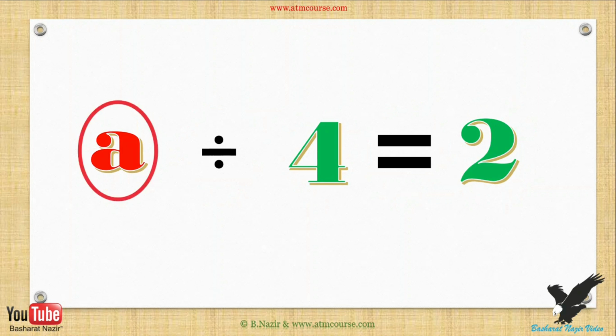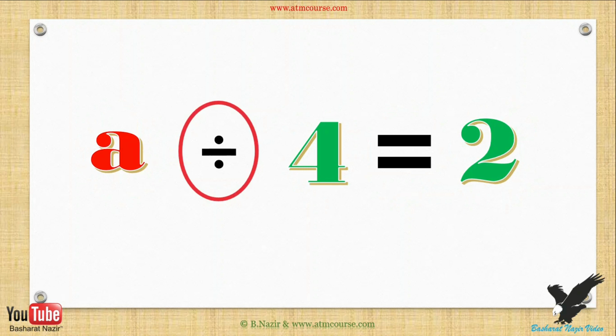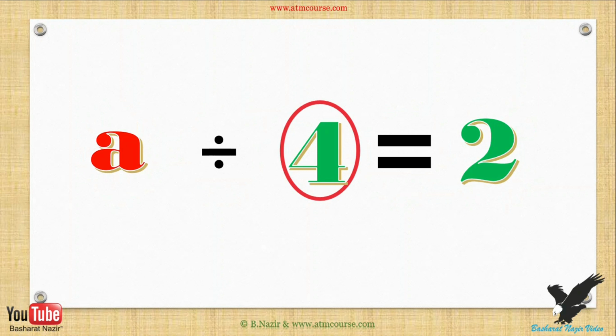On the left there is a letter, telling us that the answer needs to be worked out. This is what we will be doing in this exercise. We will be finding the first number on the left side which is missing. In fact, the correct way to say it is that we are solving the left side of the equation. Followed by the division sign, which tells us that a division operation will follow. Following the division sign is the second number.